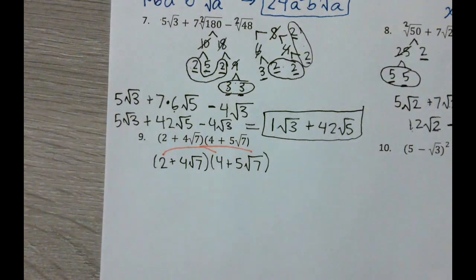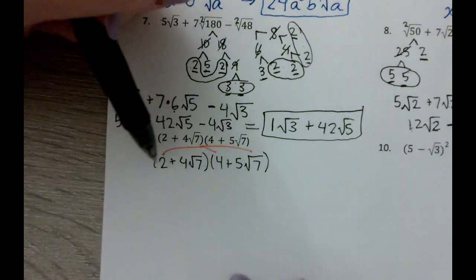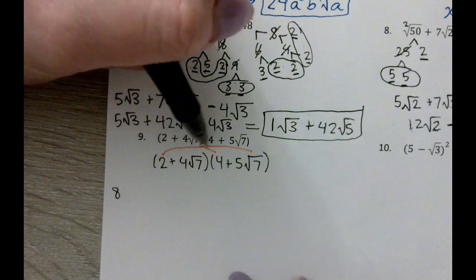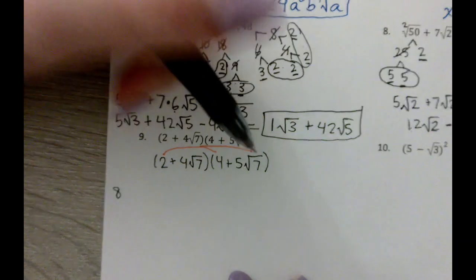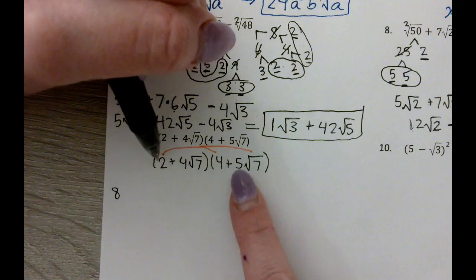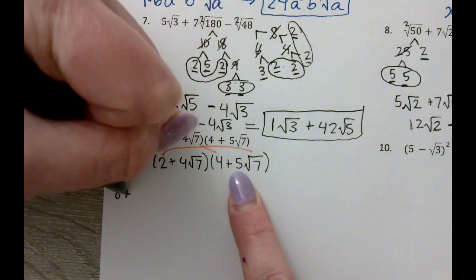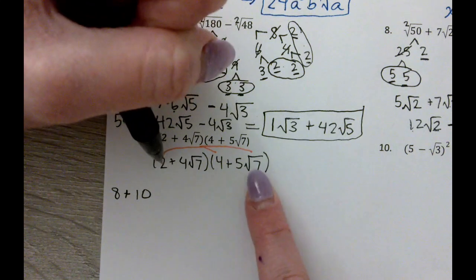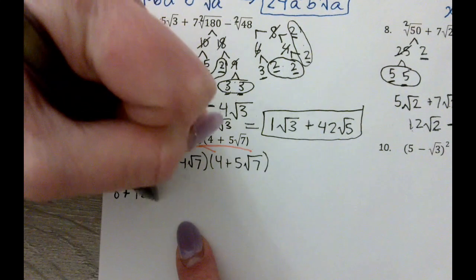So I'm going to do those two numbers first. So I have 2 times 4, that's 8. And then 2 times 5 radical 7. So remember, when you're multiplying, you multiply the outside numbers. So 2 times 5, that's 10. It's a positive 10. Square root of 7, I don't have another square root to multiply, so I just attach it to my answer here.